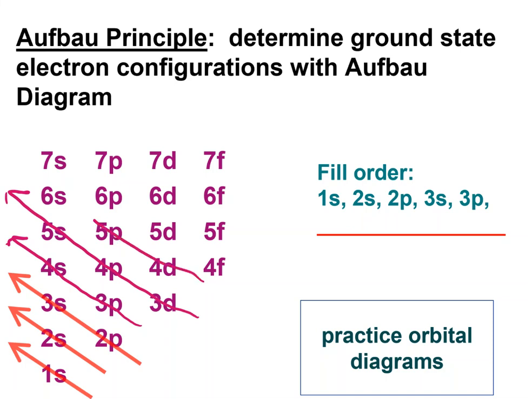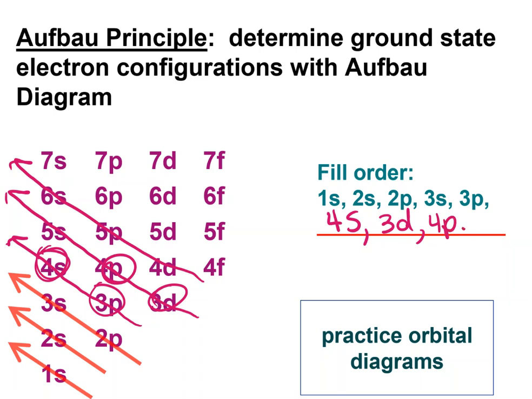So it gives you that order, and you can see that starting there, that's where they start skipping around and getting mixed up. So let's just put something here. After the 3p, they go to the 4s. And after the 4s, they go to the 3d. And then 4p, and so on. Okay, let's look at an example.